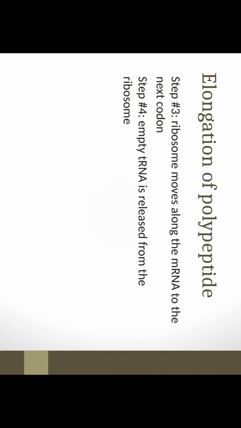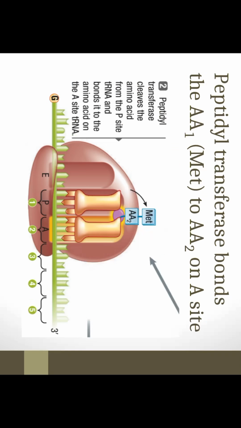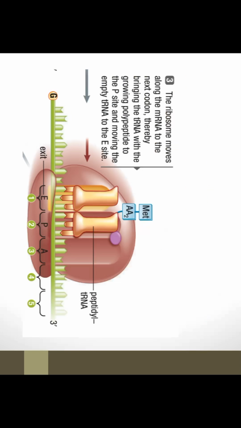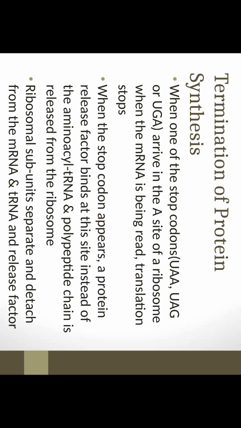Okay, so going back a bit, the tRNA comes into the A site, then it moves along, the amino acid attaches to the other amino acid, which is in the P site. The ribosome moves along to the next codon in the reading frame, and the empty tRNA goes out the E site.